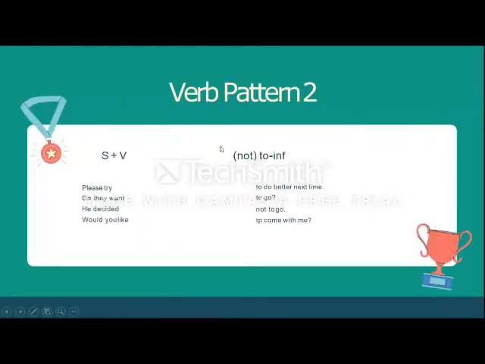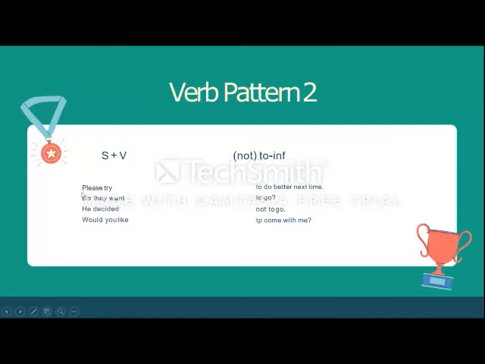Okay, now we'll go on to verb pattern 2. In verb pattern 2, we have the pattern S plus V plus to infinitive, or not to infinitive. Okay, we have some examples. The first example, please try to do better next time.